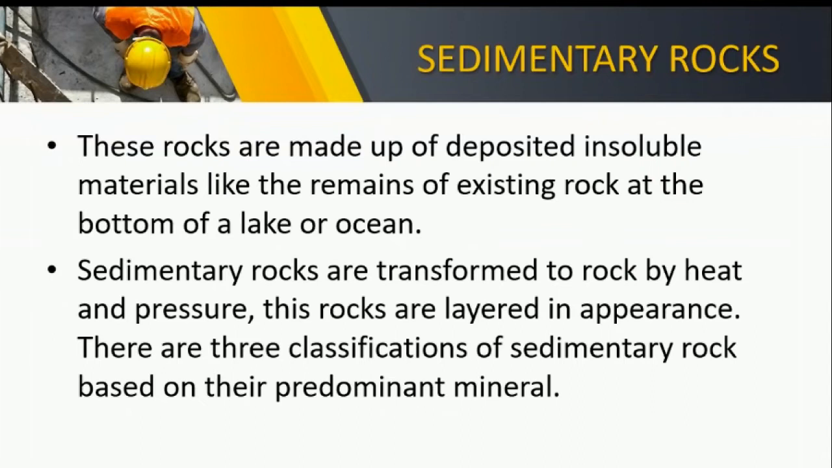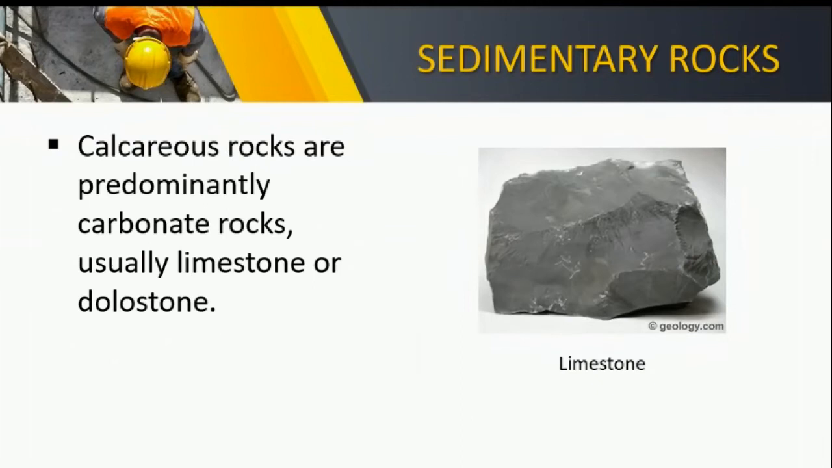Next slide. So, the first type of sedimentary rocks, which are based on their composed minerals, is the calcareous rocks. Calcareous rocks are predominantly carbonate rocks, usually limestone or dolostone. So, yung carbonate rocks pala is made of particles which are composed of more than 50% of carbonate minerals embedded in a cement. So, one example is a limestone. Next slide.